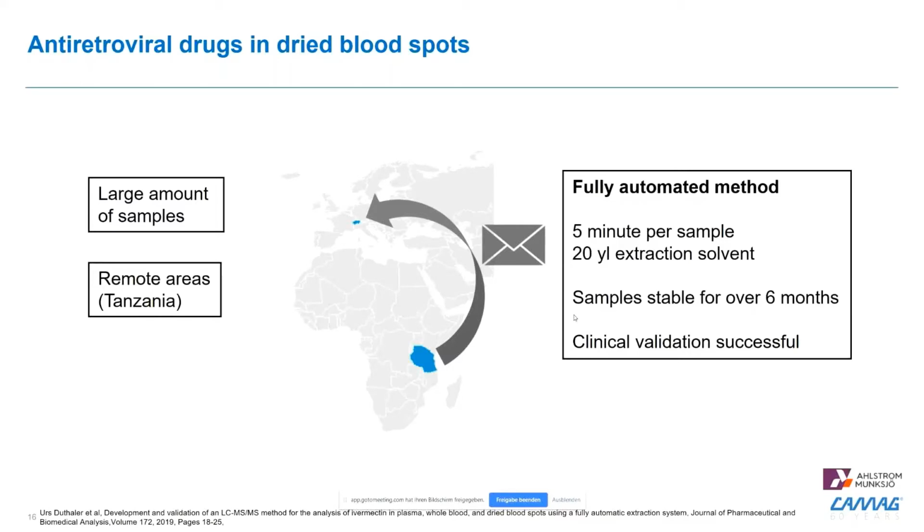While drawing, they were really in a remote area in Tanzania, and the samples, on their way to Switzerland, went through different climate zones, from very hot to very cold, and different stages of humidity. And we saw that the samples were very stable all the way, which we assessed in a cross-validation. So the University Hospital of Basel developed an assay which takes 5 minutes per sample, with a 20 microliter extraction, and the clinical validation is successful. The details I will show you on the next few slides.